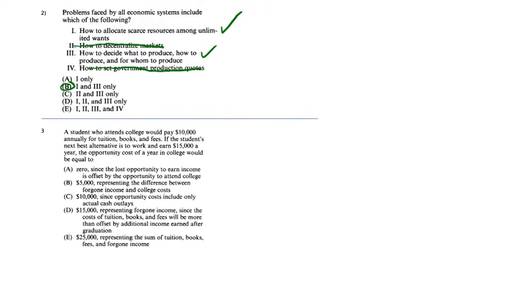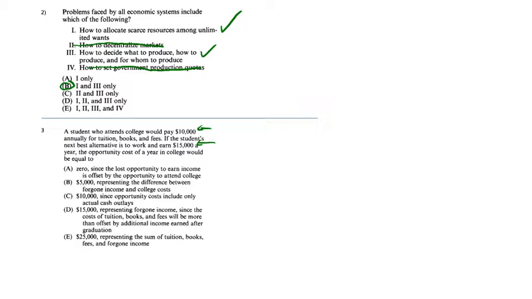On this one, you have a question similar to this on the test. A student who attends college would pay $10,000 annually for tuition, books, and fees. If the student's next best alternative is to work and earn $15,000 a year, what's the opportunity cost of a year in college? Well, it's both. Not only are you paying $10,000, you're giving up $15,000 that you could have earned. So your opportunity cost is $25,000, representing the sum of the tuition, books, and fees and the foregone income, which means the income that you gave up.